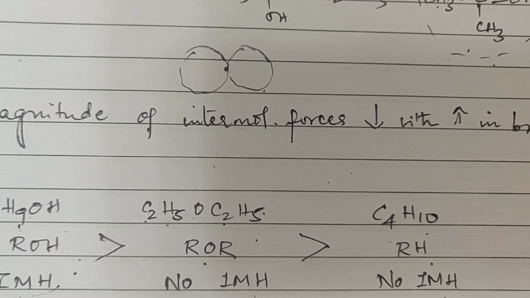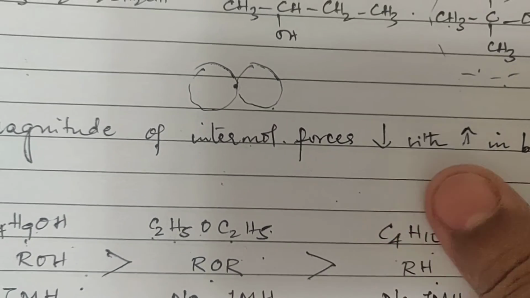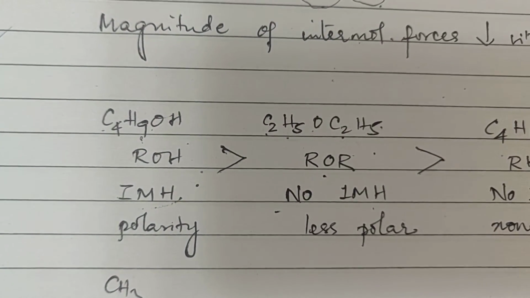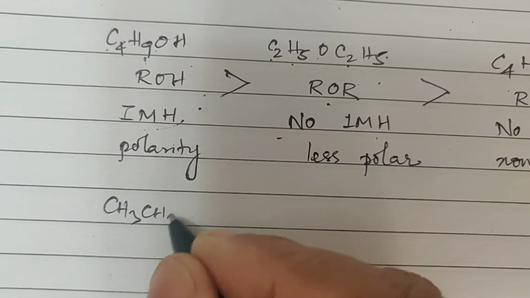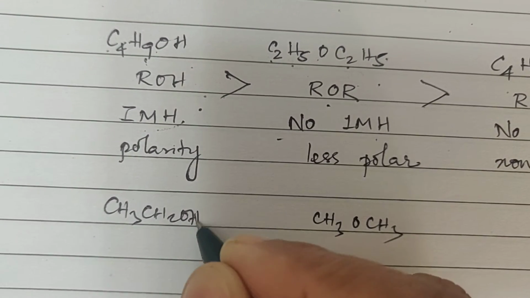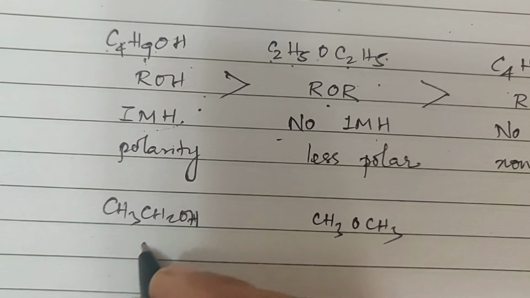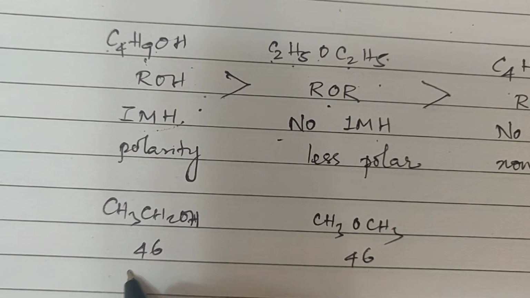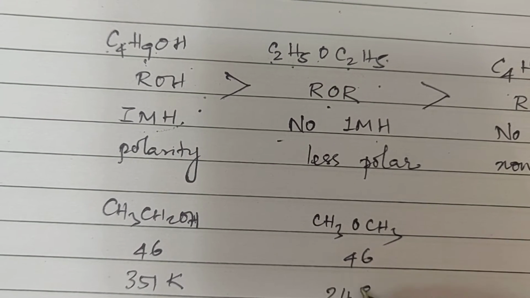Now it has been shown that ethanol, CH3CH2OH, and then you have CH3OCH3. Again here the molecular mass is the same, both of them are having 46 as the molecular mass, and the boiling point of alcohol is 351 Kelvin and that of ether is only 248 Kelvin.